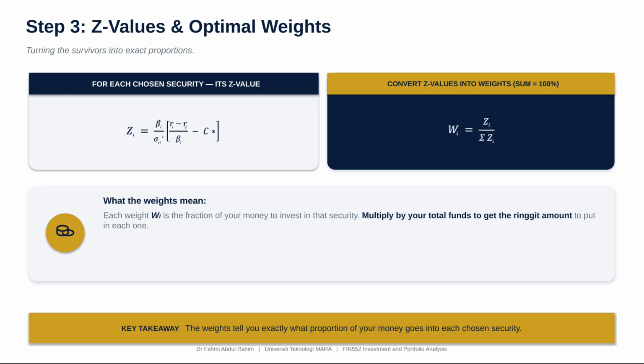The box at the bottom explains what the weights mean in practice. Each weight is the fraction of your money to invest in that security, and if you multiply each weight by your total funds, you get the exact ringgit amount to put into each one. The takeaway: the weights tell you exactly what proportion of your money goes into each chosen security. Now let us run the entire 3-step method on a real example with real numbers and 5 million ringgit to invest.